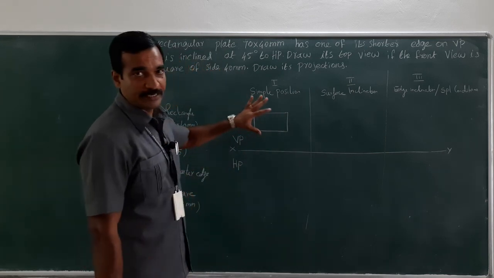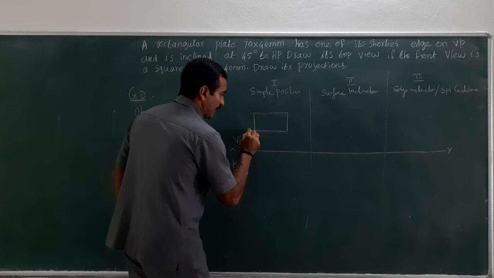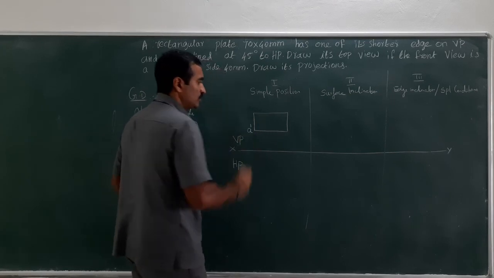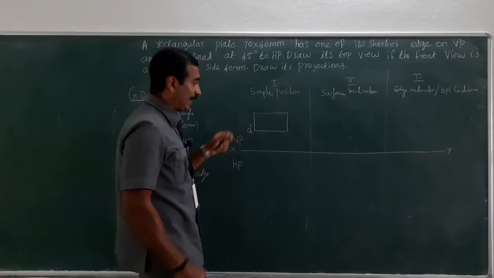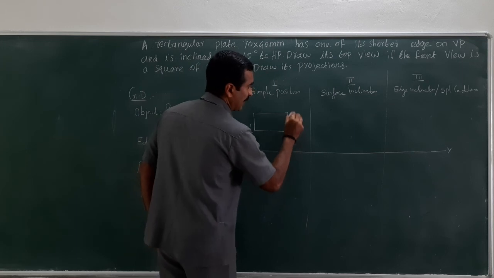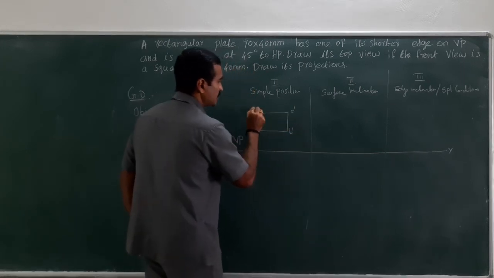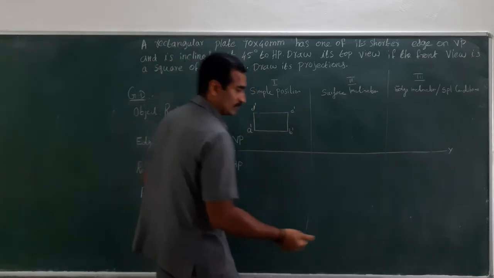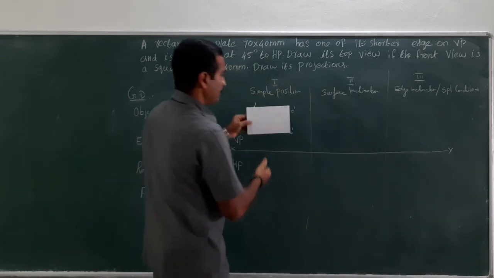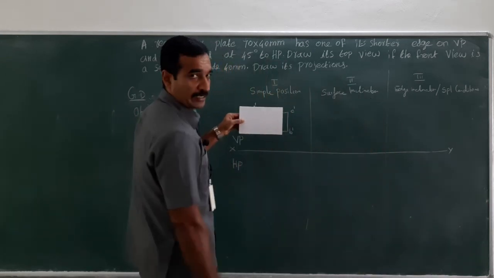Let me just give the naming for this. As this is the front view, the notation should carry dash: A dash, B dash, C dash and D dash. So this is how it is resting. A, B, C, D are given.